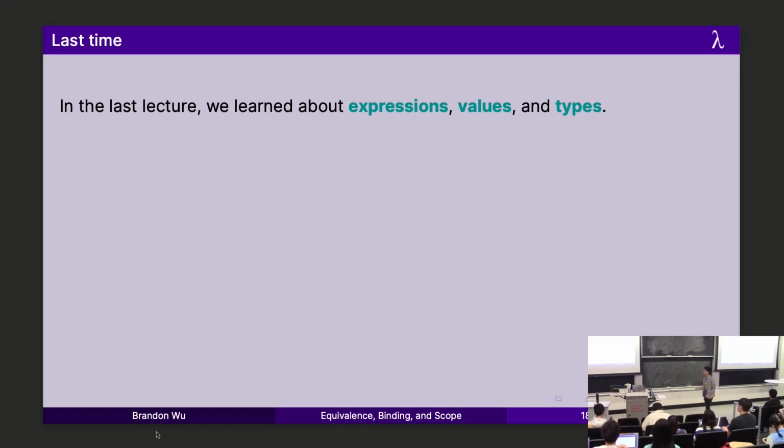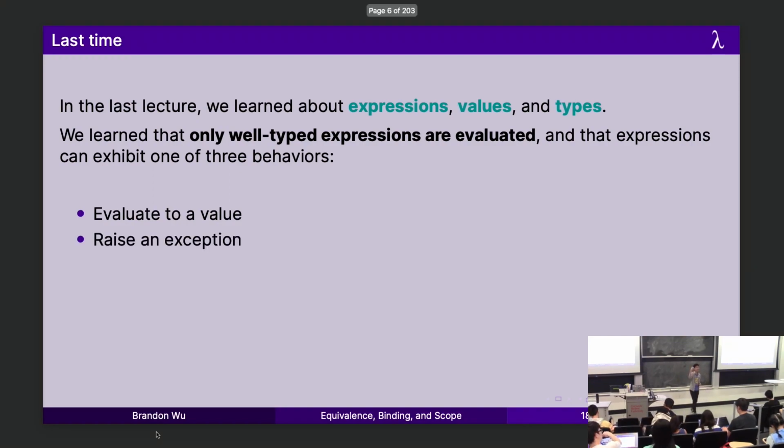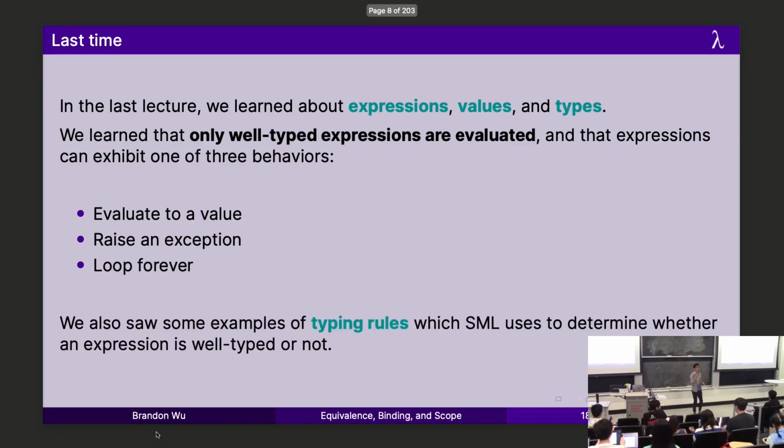So last time, just to recap, we learned about expressions, values, and types. We learned the mantra, well-typed expressions. Only well-typed expressions are evaluated. Remember, ill-typed programs do not run, all right? Memorize that. Say it to yourself at night when you sleep. And then expressions can do one of three things. They evaluate to a value, they raise an exception, or they loop forever. Nothing else, nothing more. And we also saw some typing rules, which are how SML knows the type of an expression.